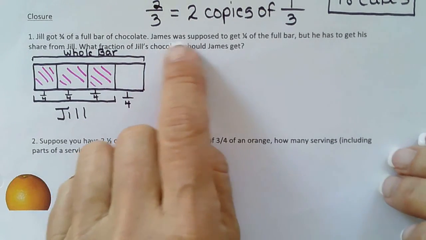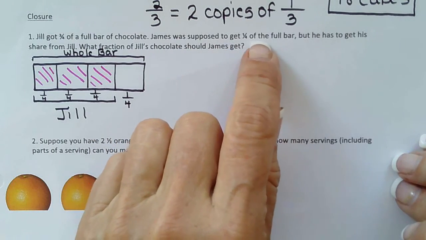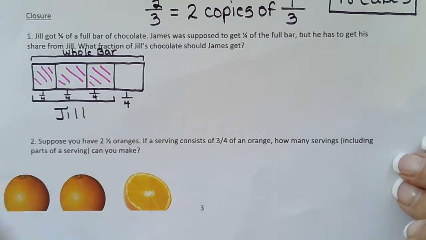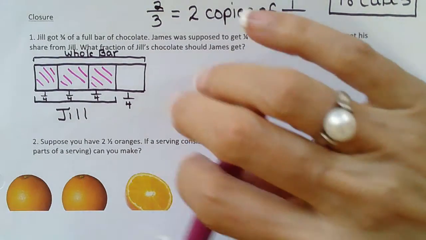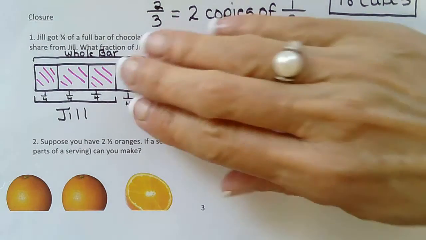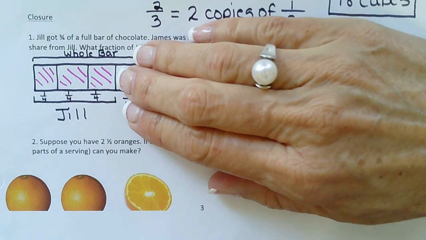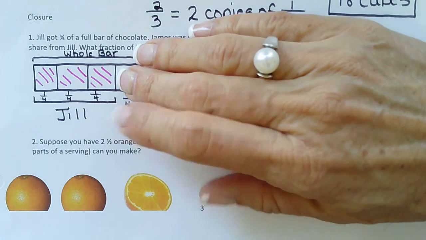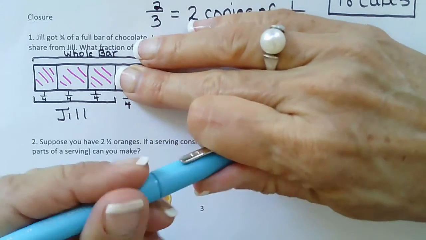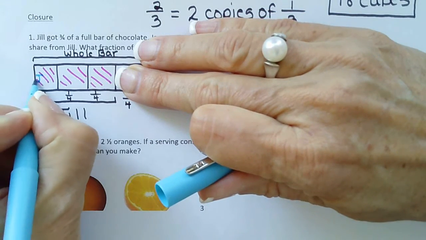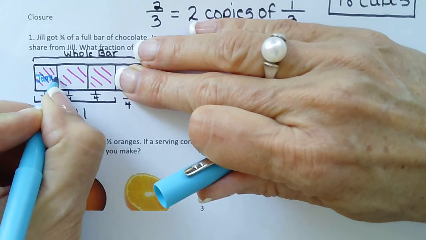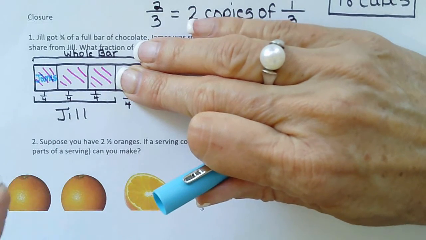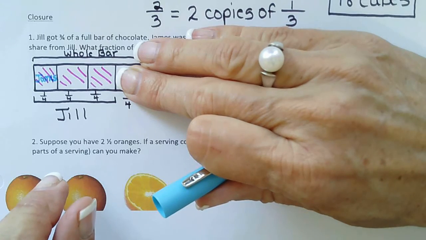Now it says James was supposed to get 1/4 of the full bar, but he has to get his share from Jill. So here's Jill's. Just look at this piece. This is Jill. He gets 1/4 of the original bar. So does everybody agree James would be right here? Let's give him this piece. So James gets 1/4 of the original bar. So far so good?